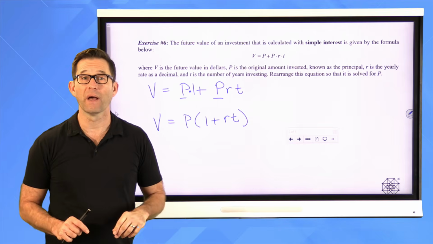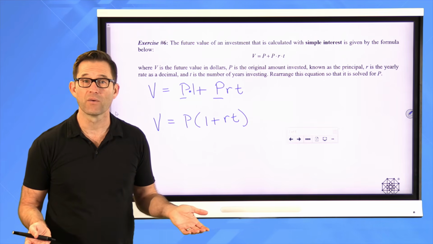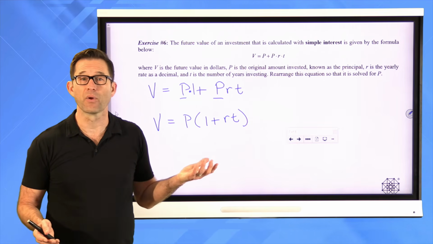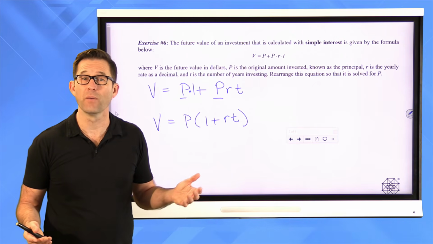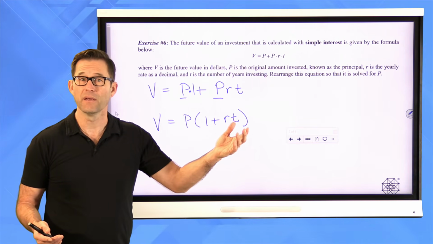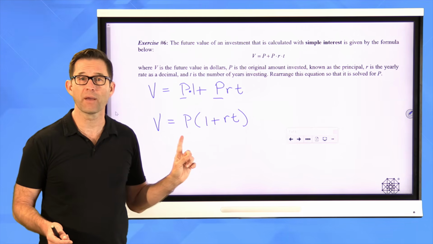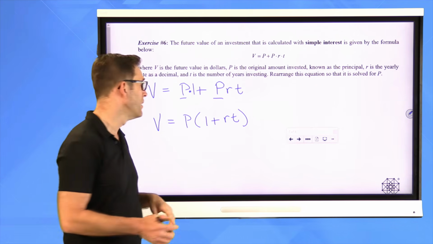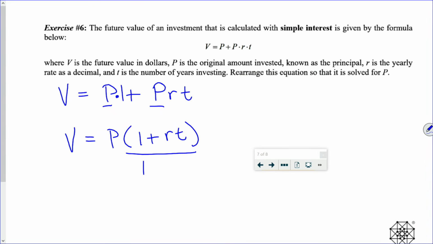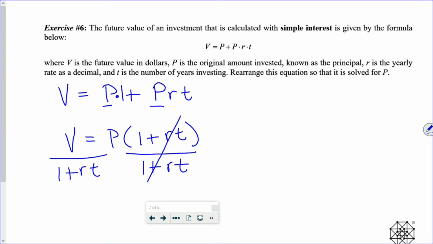Now, to get P all by itself, it's a piece of cake. This is a very simple equation. It's actually a one-step equation at this point because I have something complicated, but whatever. I've got something multiplying P equals V. To get P by itself, I'm just going to divide both sides by 1 plus R times T. That cancels. And now P is equal to V divided by 1 plus R times T.